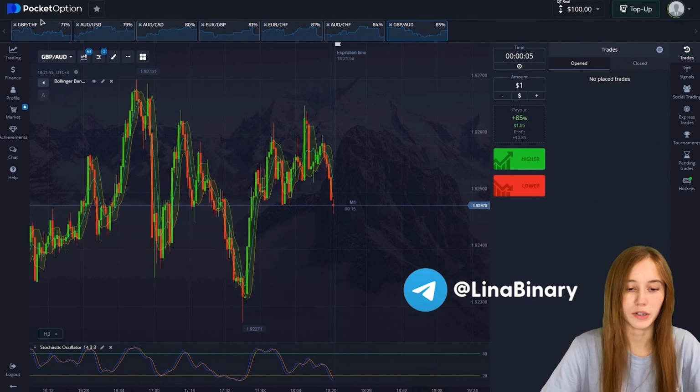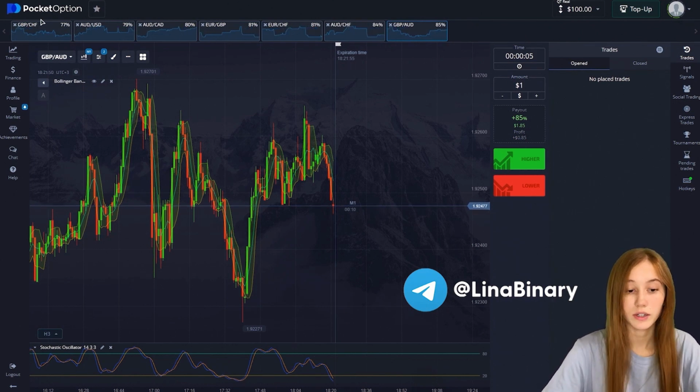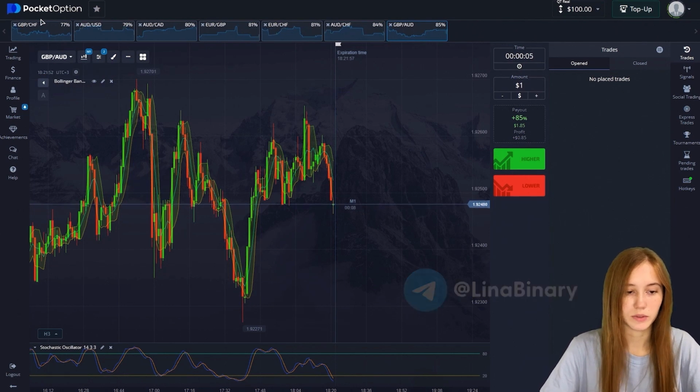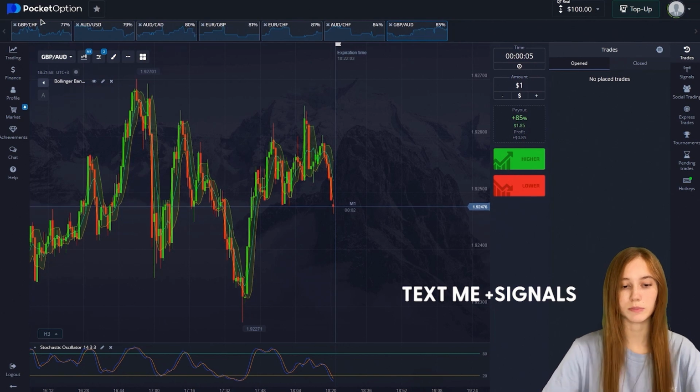So today we'll trade on Pocket Option, and initially our balance will be exactly $100. Therefore, the first deal amount we will also set to exactly $100, 100% of our balance at the moment.